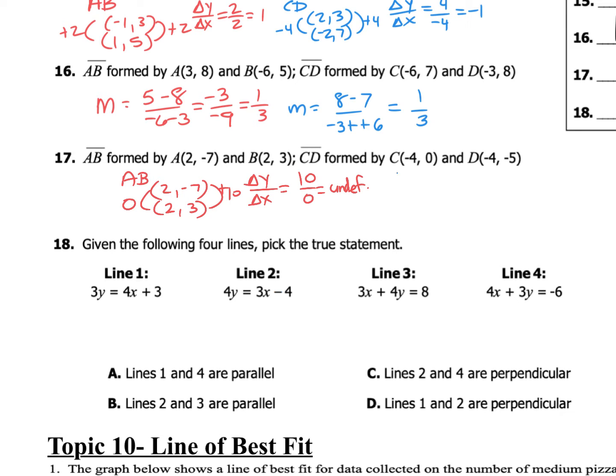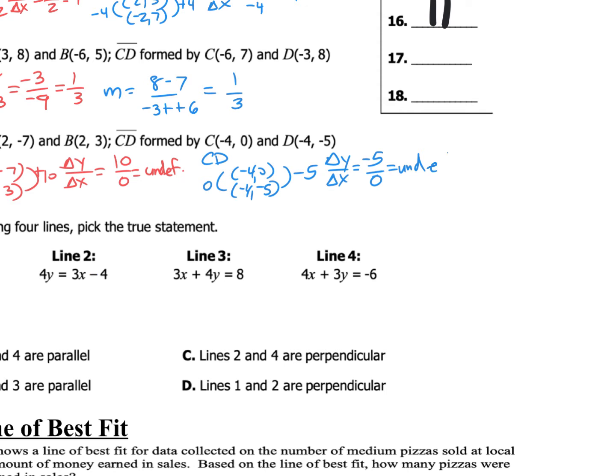Now, CD, negative 4, 0, and negative 4, negative 5. So y is going down by 5. And x is 0, which is undefined slope. So since these both have the same slope and it's undefined, parallel.